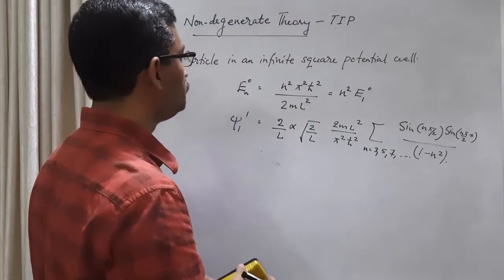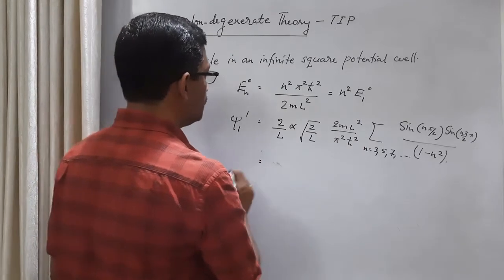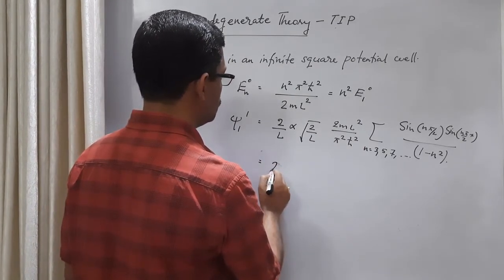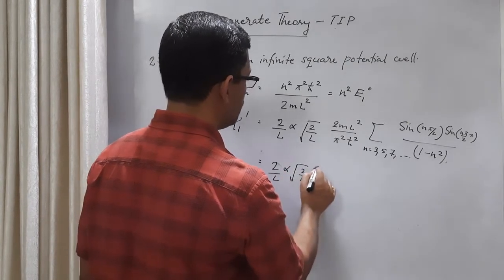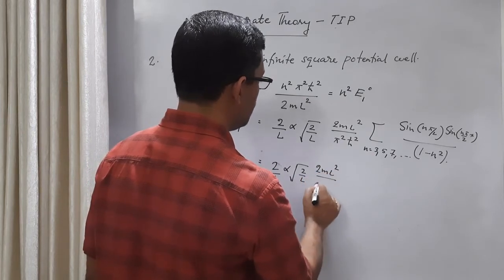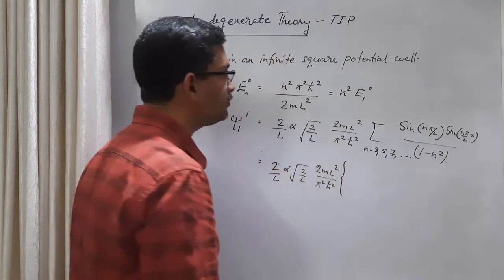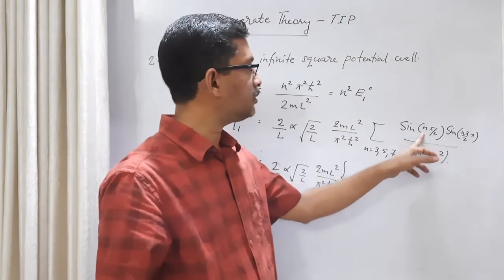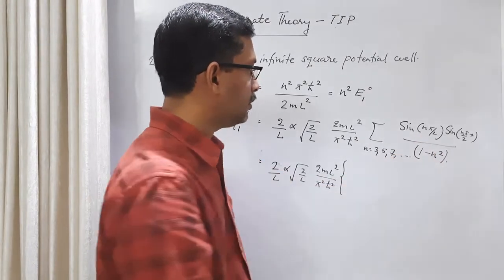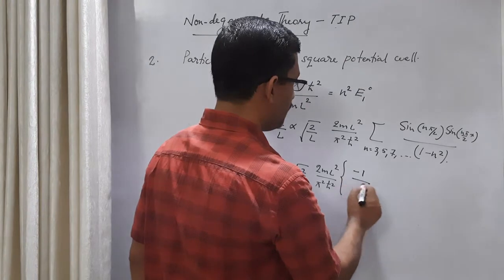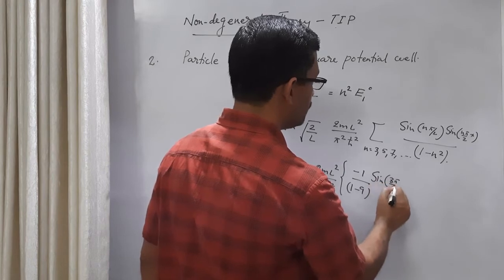So that is equal to 2/L alpha root 2/L, 2ml² by π² h². Let us see what the first three terms are. Give n=3. Then sin 3π/2 comes, and sin 3π/2 is -1. Then a 1 minus 9 comes here. So -1 divided by 1 minus 9 into sin 3π/2 into x.